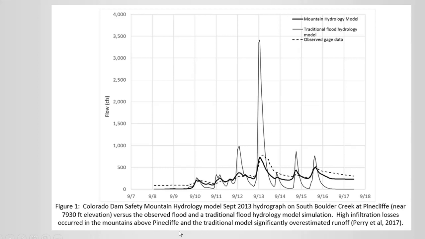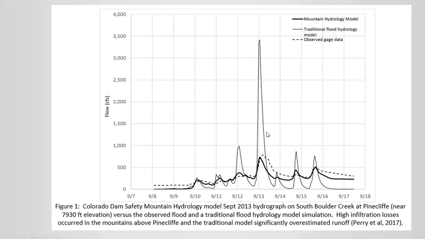So here we see results at a stream gauge near about 8,000 feet on South Boulder Creek, and the graph here shows this September. Our model is the September 2013 flood event at that location. What we show here is the actual observed flood, the gauge data in dashed line, and then our proof of concept model, which again allowed much higher infiltration rates, did soil moisture accounting and allowed saturation excess runoff.